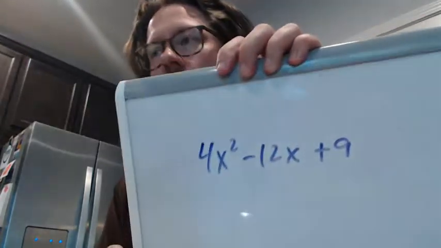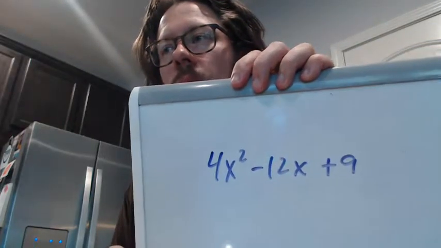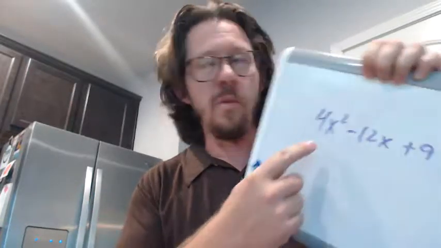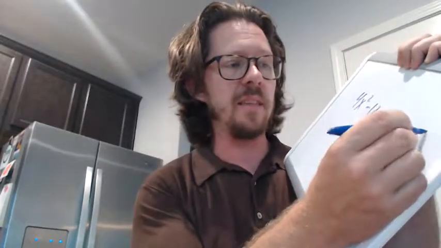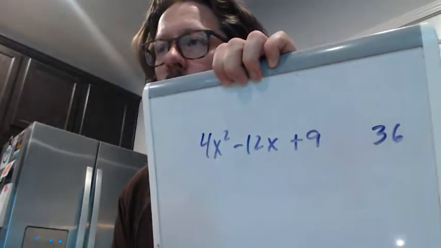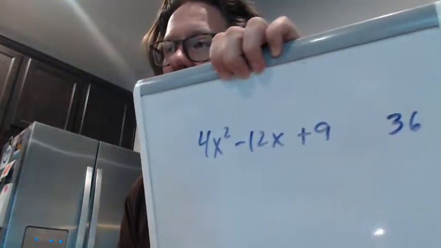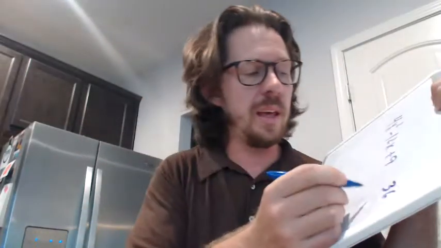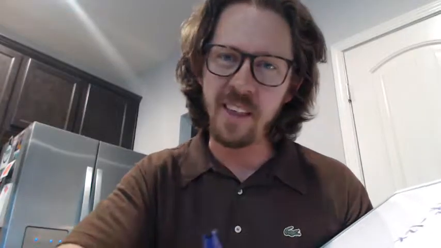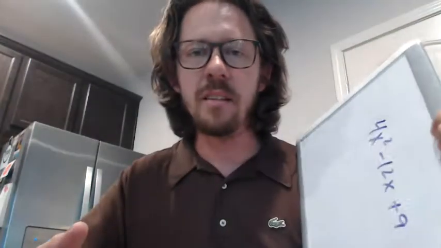Let's see. This will relate to what we did a day or two ago. See this right here? Okay, we can factor this. No big deal. Remember when a is not 1, you say 4 times 9 is 36, right? And you say, okay, what are factors of 36 that add to negative 12? If you guessed negative 6 and negative 6, you got it right, okay?